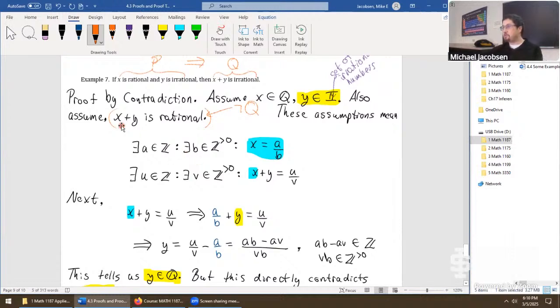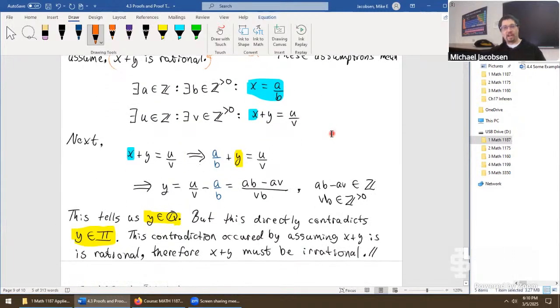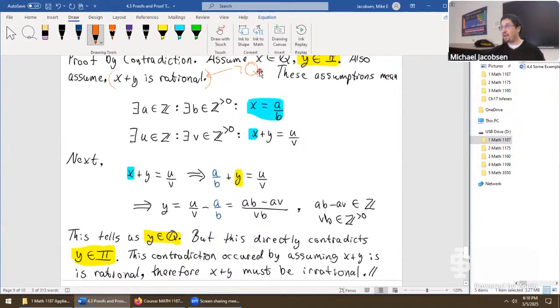When we said x plus y is rational, that allowed us to find two values, u and v, to write x plus y as u over v, and the same for x. We derived a contradiction just by solving for y. That was the part that is irrational. But once you solve for y, we are exhibiting it as an actual fraction. It's rational, directly contradicting our statement that y is irrational. Then we just say in proof by contradiction, the contradiction occurred by assuming x plus y is rational, or not Q. And now we must conclude it really is irrational. We have to accept the other consequence.